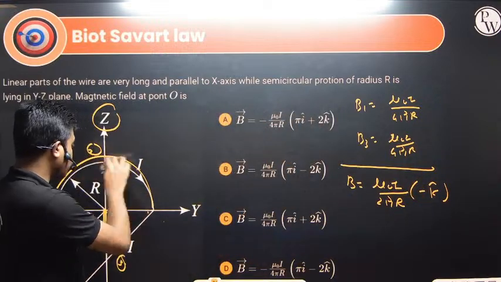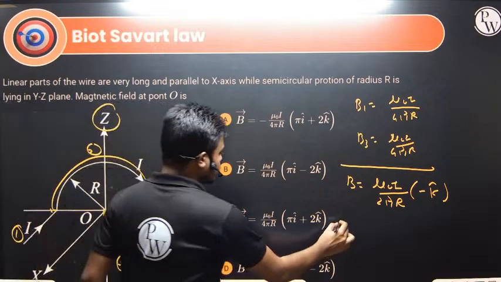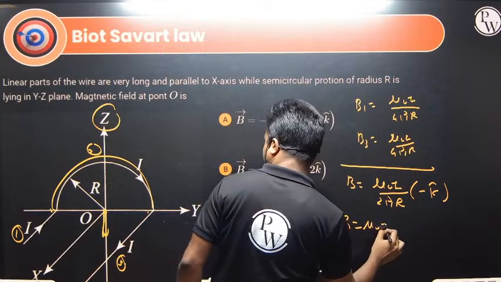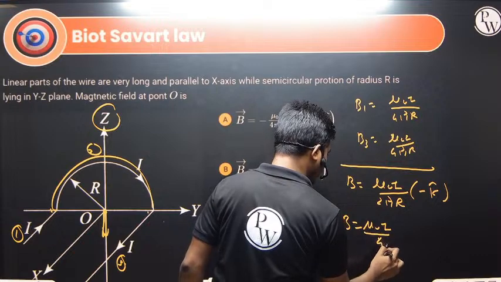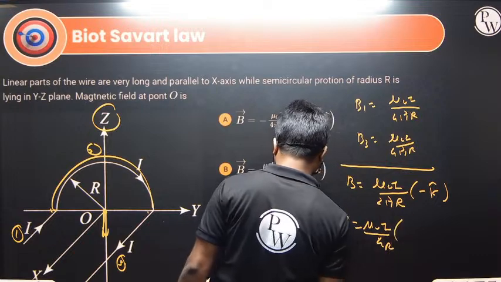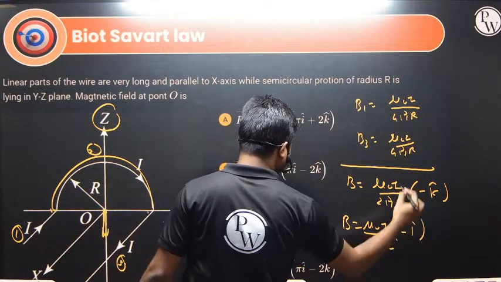Next we have, because of this portion, the current is this way. The magnetic field should be going inside. So the B value is given by mu naught I divided by 2r. Here it will be 4r. And what is the direction of this? The direction will be going into this. This will be minus i cap.